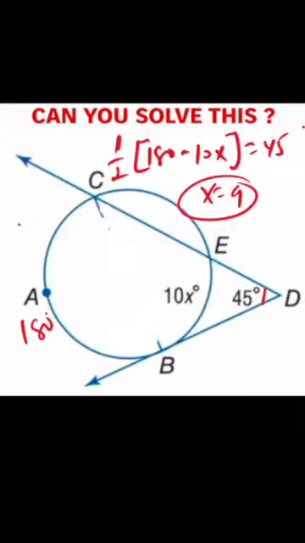5x is equal to 45, so x is going to be 9. You are right. Guys, is this clear? Like this approach is clear. The previous one is clear to every one of you. I can see that.